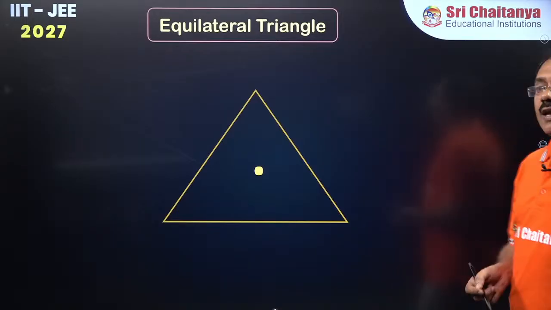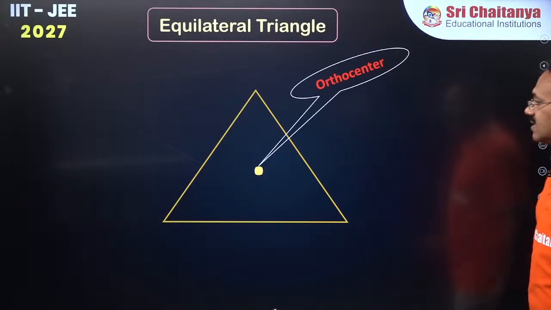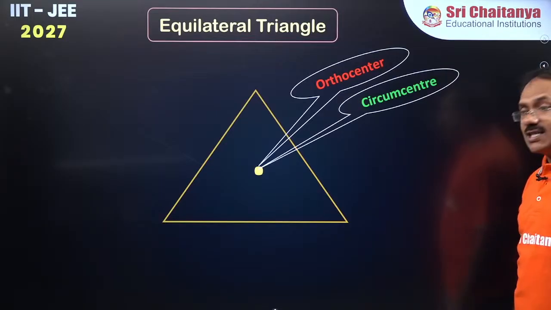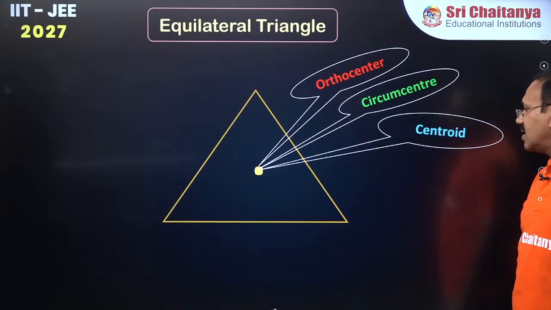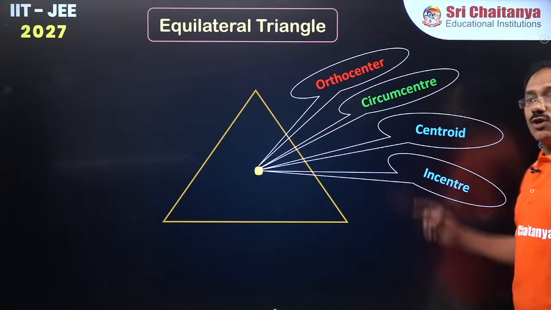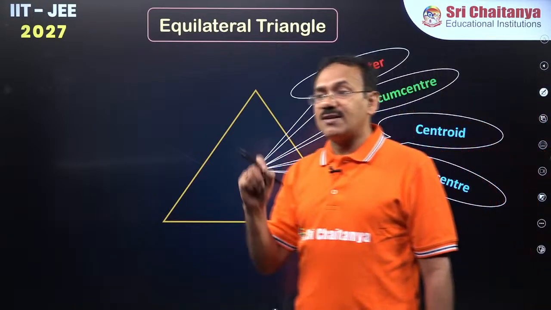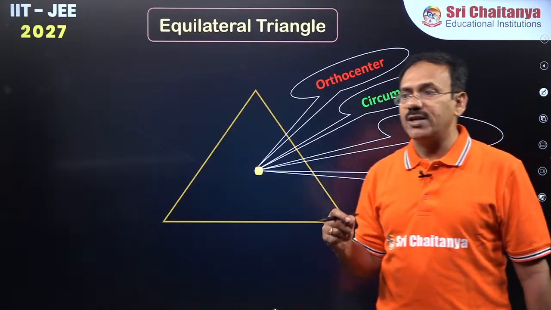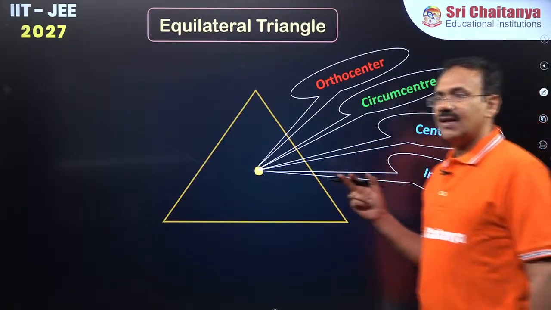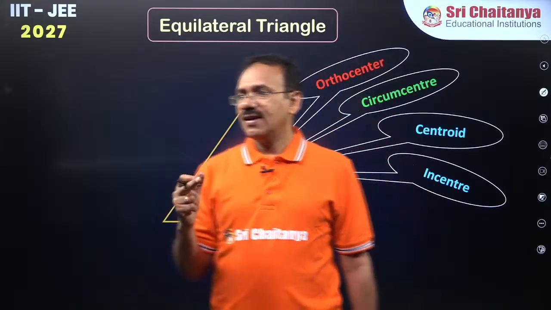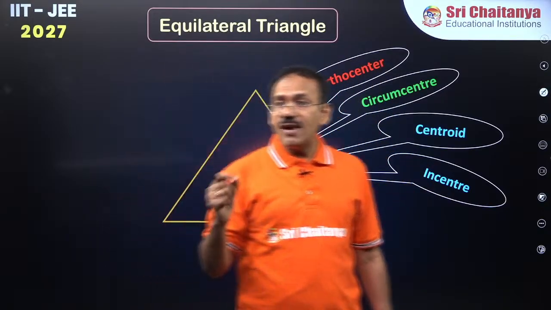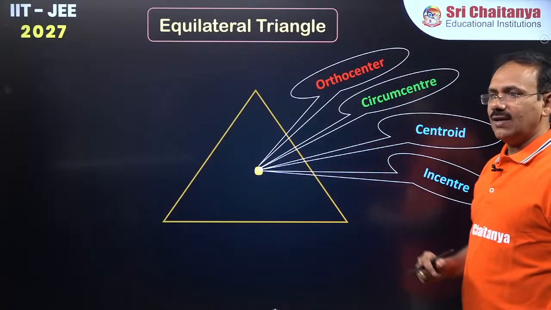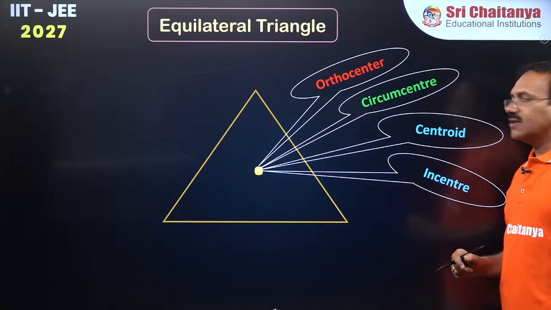Now just see, in an equilateral triangle, guys, the point that is the orthocenter is itself the circumcenter, itself the centroid, itself the incenter. So do remember, in an equilateral triangle, all four special geometric points coincide. Clear everyone? Most important, in an equilateral triangle, O, G, S and I all will coincide, right?